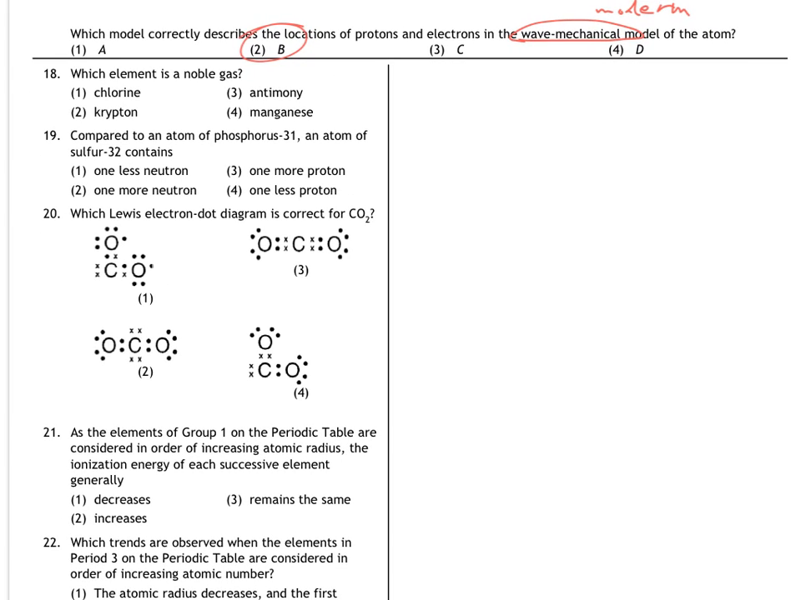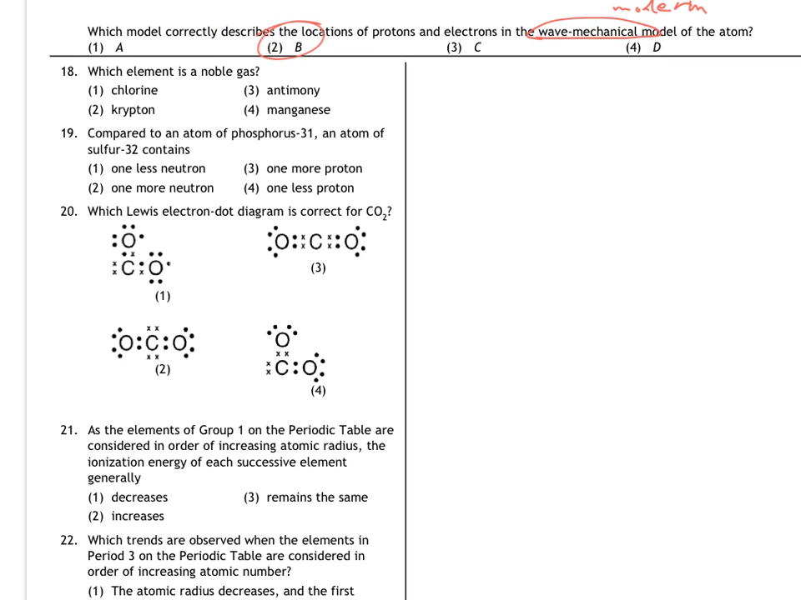18, very straightforward. Which element is a noble gas? That would be krypton. And my backup reasoning is that it's in group 18.